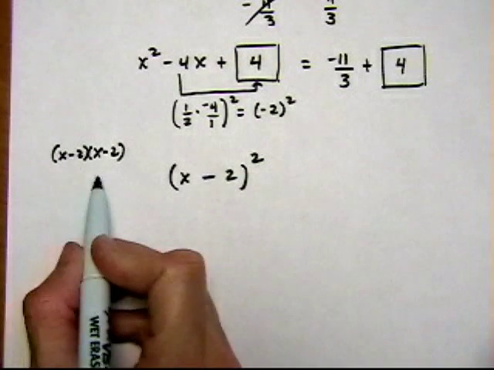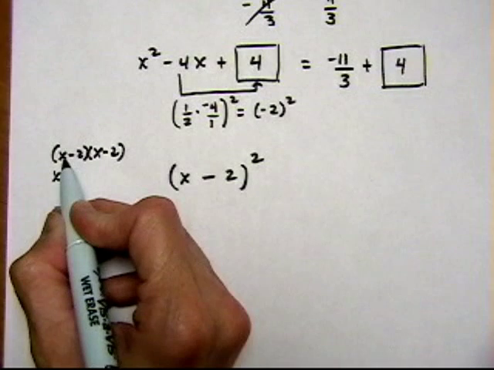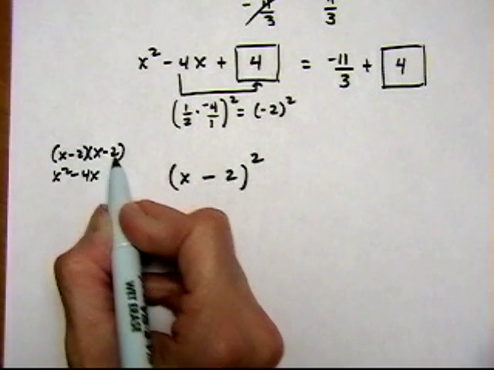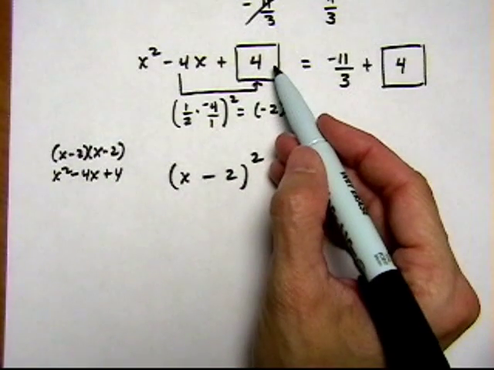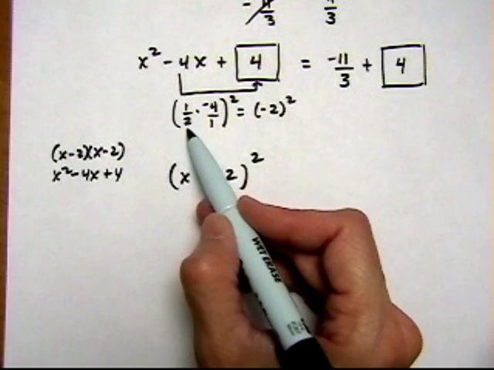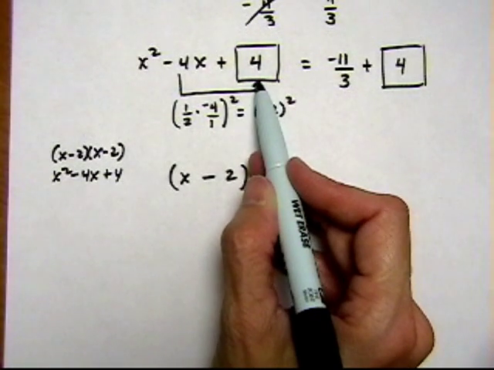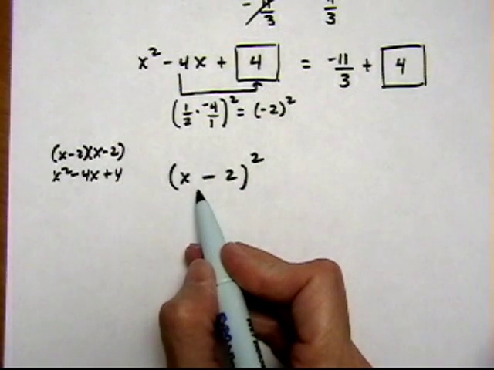So x minus 2 squared is x minus 2 times x minus 2, which gives us x squared, minus 2x minus 2x is minus 4x, minus 2 times minus 2 is plus 4. And yep, that's what we started with. As long as you use this recipe right here for figuring out what to add to both sides, you will have a perfect square trinomial, and this factoring method will work.